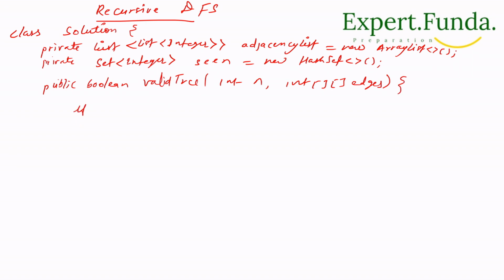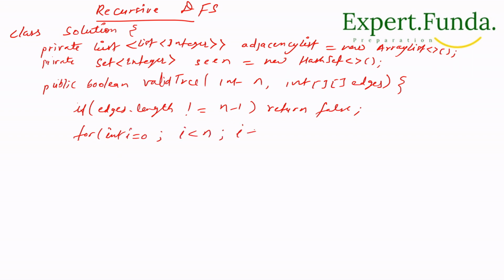Now we'll check if edges length is not equal to n minus 1, which means we have to return false. Correct? It means we don't have n minus 1 edges, so it is not connected, right? Now we will make the adjacency list. How? We will initialize our adjacency list. We'll take a for loop, int i equal to 0, i less than n, i plus plus. For all the nodes we do adjacency list dot add, and we pass new ArrayList. Correct? This is also done.